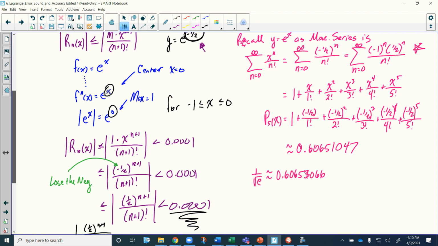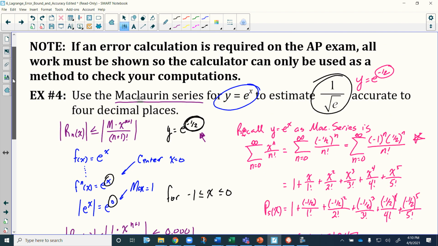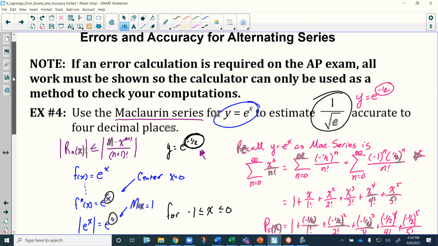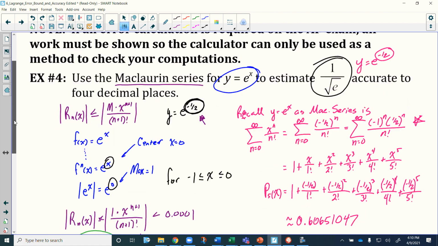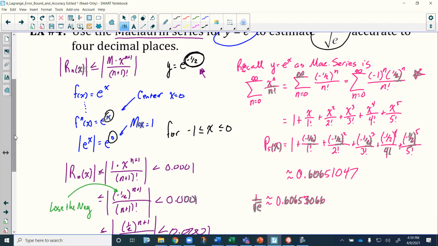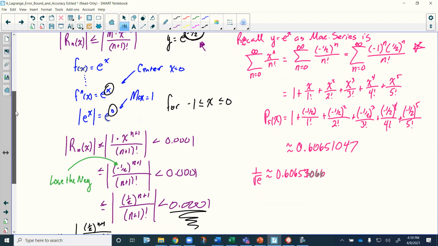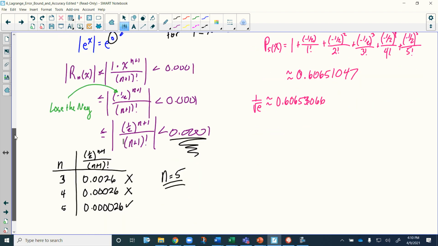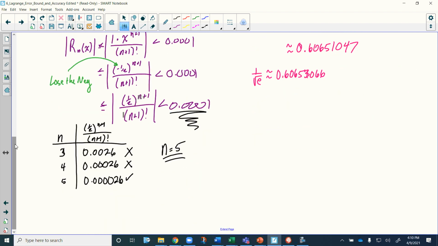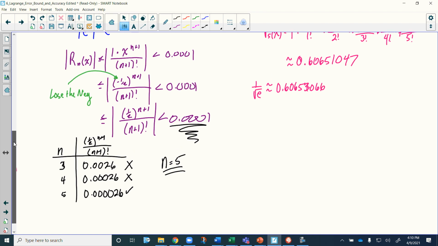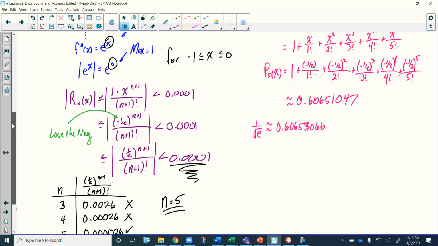Well, what did we do? We're looking for a Maclaurin series that will estimate the value of 1 over the square root of e to 4 decimal places. By starting off with our error, saying that it had to be less than 0.0001 for 4 decimal places, we were able to establish that we needed at least a 5th degree polynomial that would be accurate to within 4 decimal places.